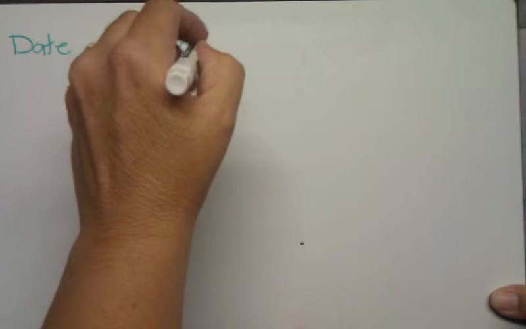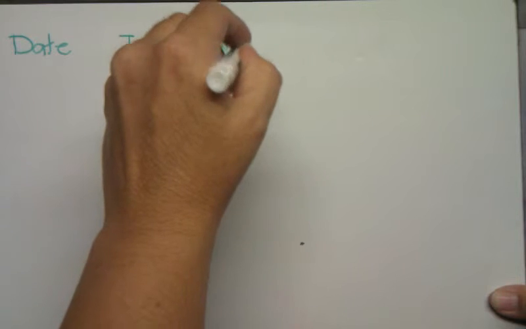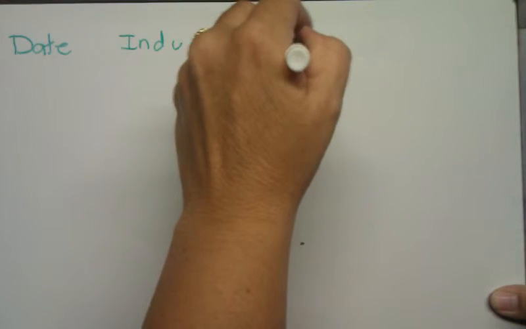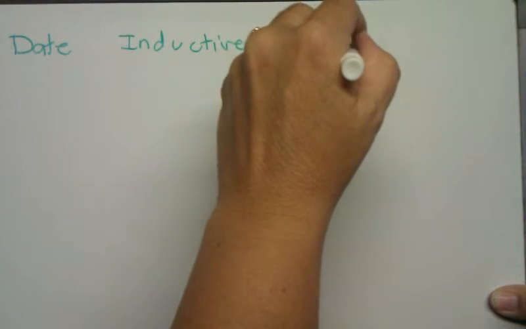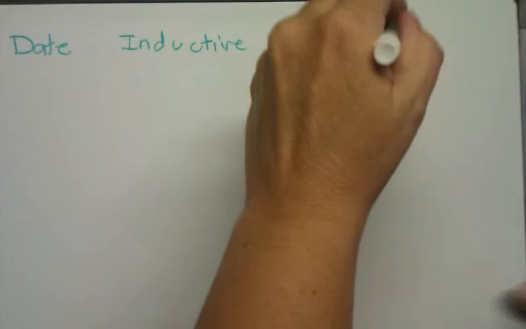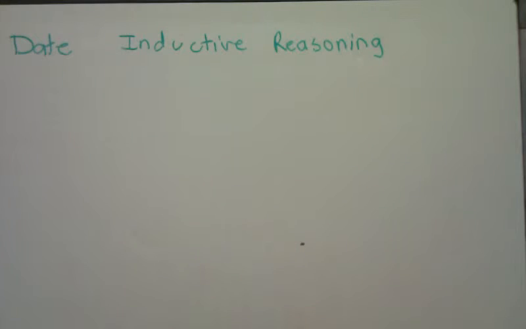So let's go ahead and get our notes before I get too far ahead of myself. Go ahead and write today's date. The name of this lesson is called Inductive Reasoning.